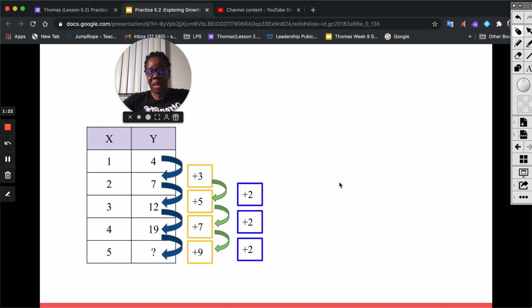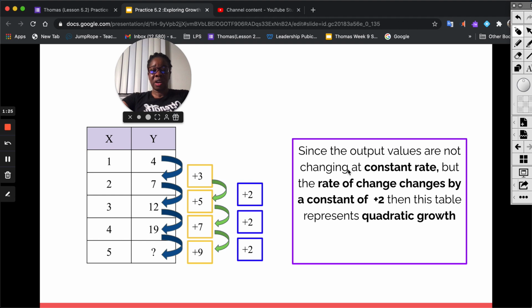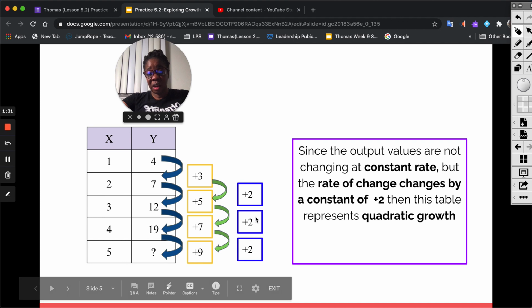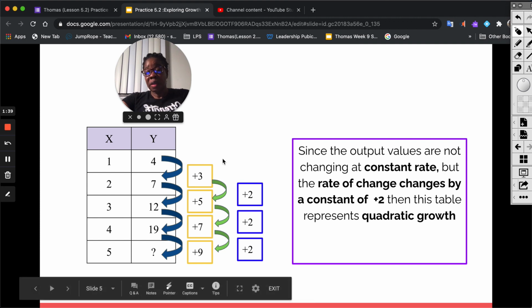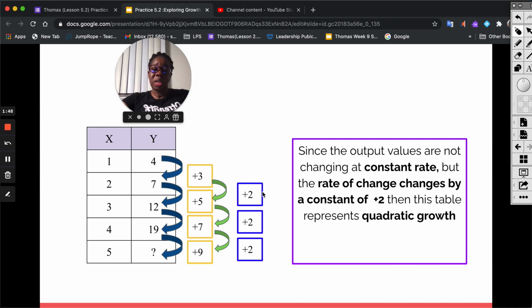Now, that being the case, because the output values are not changing at a constant rate, but the rate of change changes by adding a constant of plus 2, we know that this table represents a quadratic growth pattern. And remember, we said for quadratic growth, even though the rate of change is not constant, if the rate of change changes by a constant value being added or subtracted, then we can tell that it represents a quadratic growth. And one of the important things about quadratic growth is the x values are squared. So there's a squared term in the expression, which you're going to learn how to do.